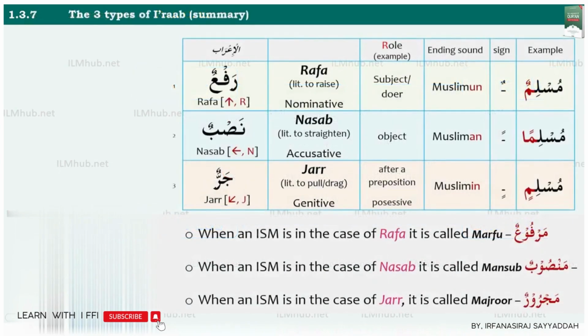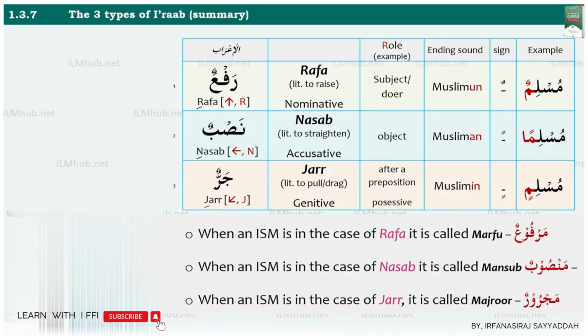So what we have discussed so far is summarized in this screen, the subject of i'rab, as a summary for all of us, inshallah, to move forward in the study. So again, please note there are only 3 categories of i'rab. Either it will be rafa, or it will be nasab, or it will be jar. You can see them here. And the role that they play, I've only given a few here: subject and doer for rafa, object for nasab, after a preposition or possessive for jar. And the classical example to remember: muslimun, musliman, muslimin.